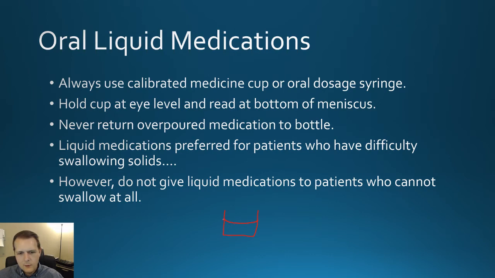So if you're wondering, like, where do I read it? Do I read it here, or do I actually read it at the bottom of the meniscus? This is where you want to be reading the actual volume, right at the bottom here. This will give you the most accurate amount of drug that's actually there when you're evaluating that. So one thing to note there.